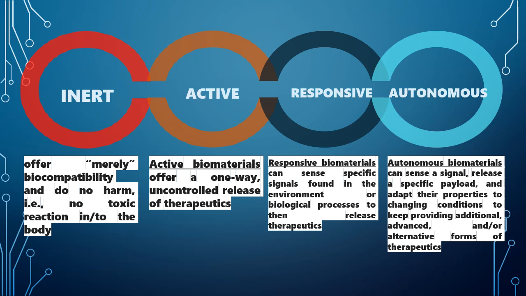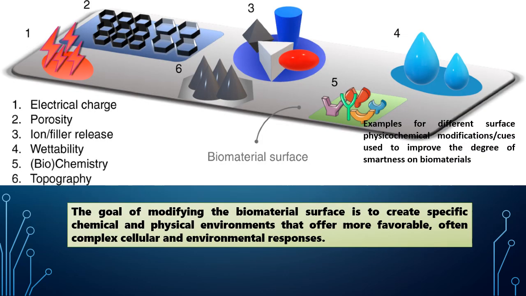So inert is mostly biocompatible; it will not do any harm, that is, no toxic reaction. Active biomaterials offer a one-way uncontrolled release of therapeutic components. Responsive biomaterials can sense specific signals found in the environment or a biological process and then release the therapeutics. Autonomous biomaterials can sense a signal, release a specific payload and adapt their properties to the changing environmental conditions to keep providing additional, advanced and alternative forms of therapeutics.